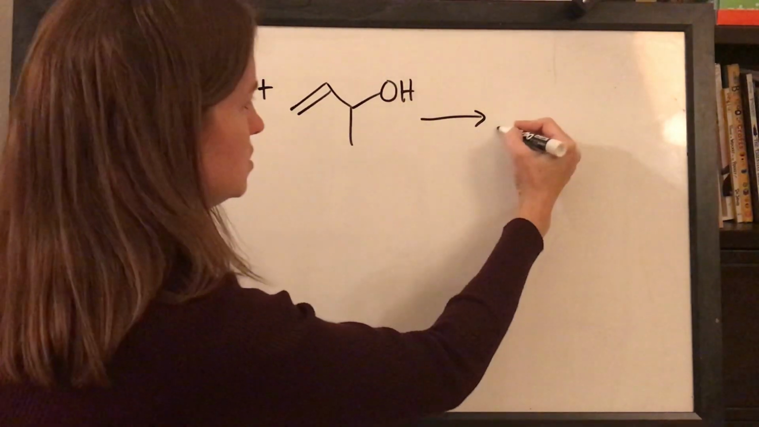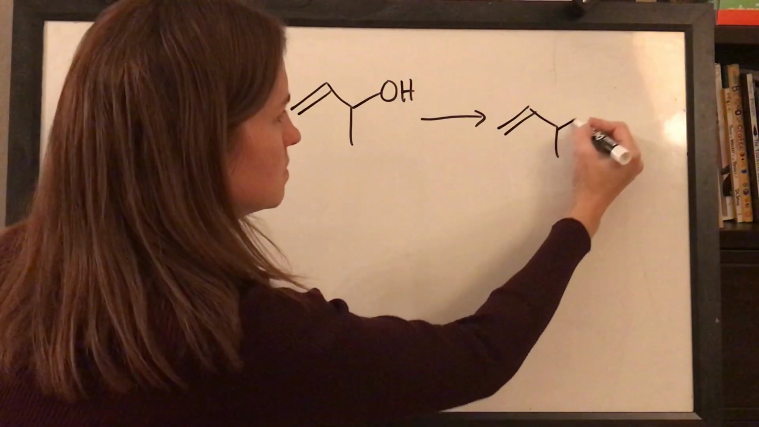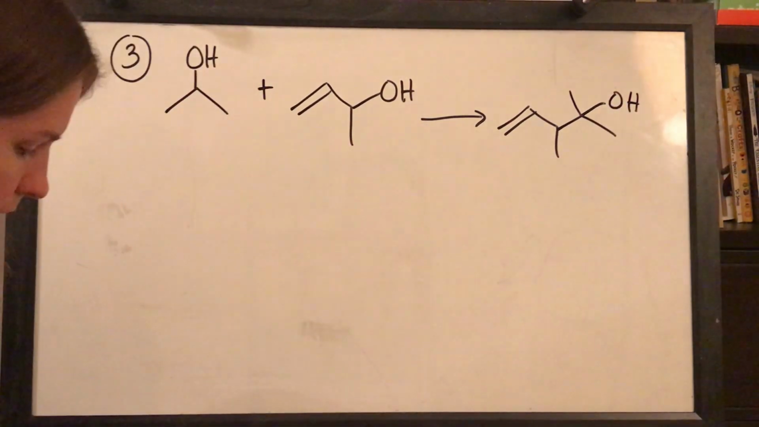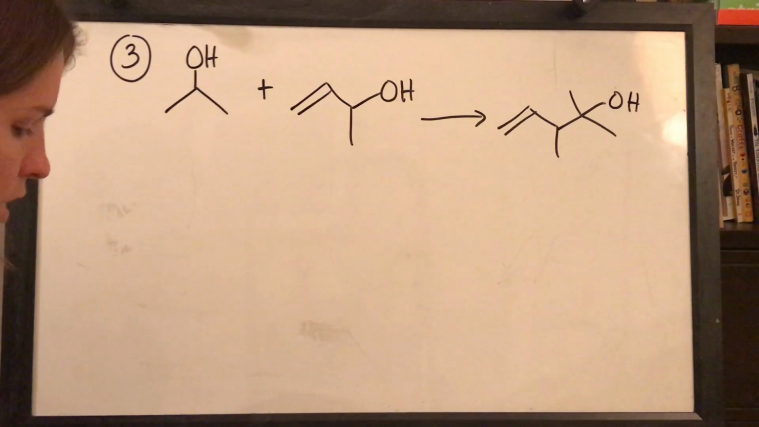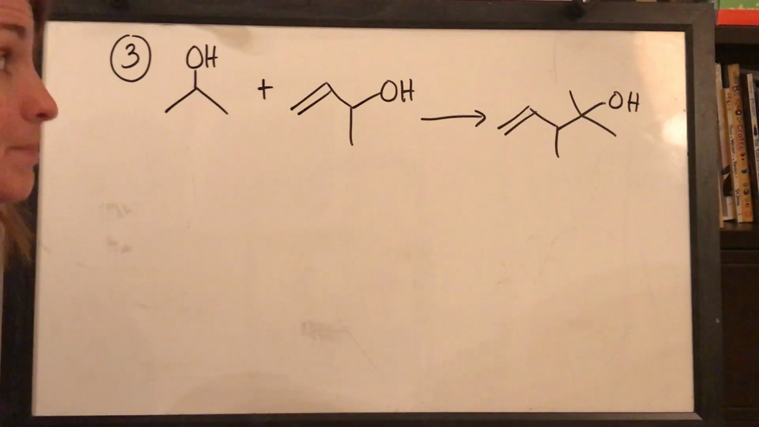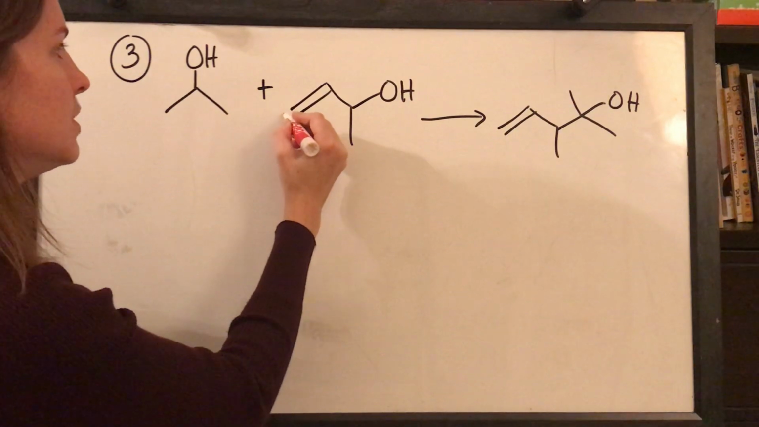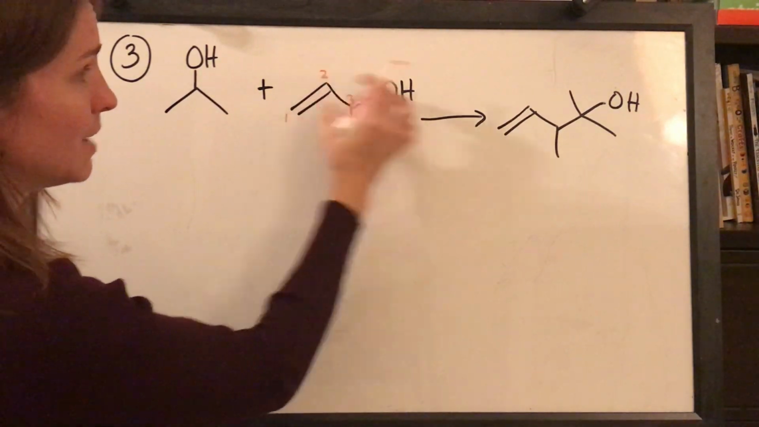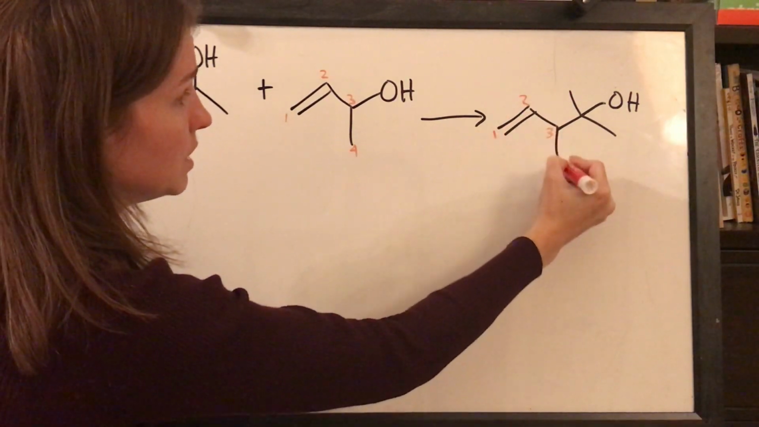So we want to turn it into something that looks like that. Okay, so again, I'm going to suggest that you look at your product and think backwards. Look at the pieces you're starting with. For example, here you have 1, 2, 3, 4 carbons, and this double bond matches up nicely with this piece of the product molecule. 1, 2, 3, 4.